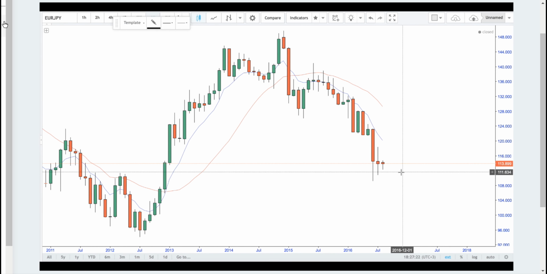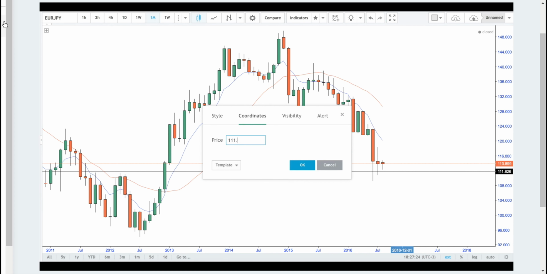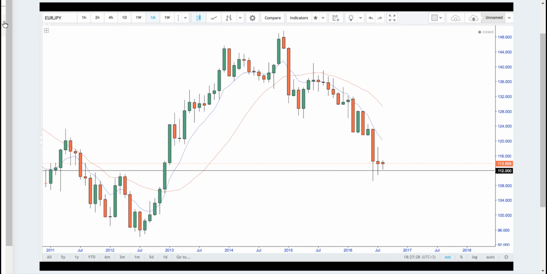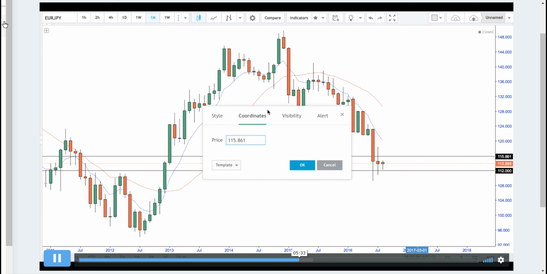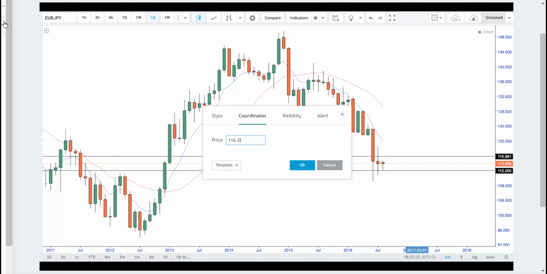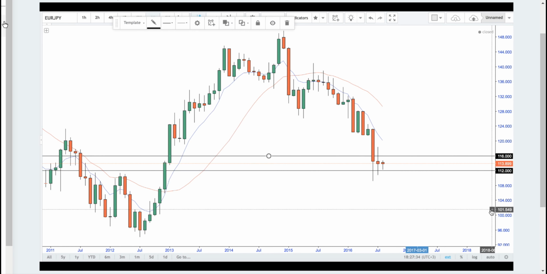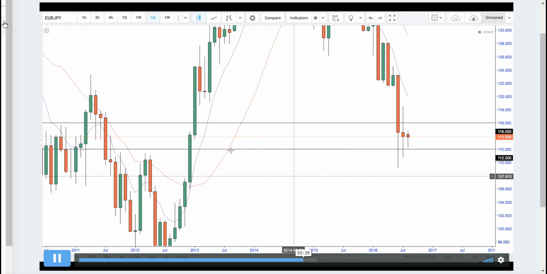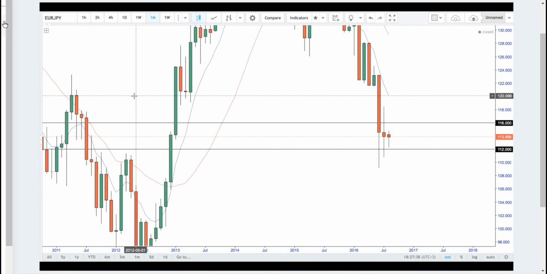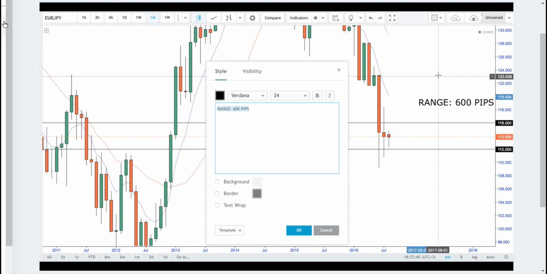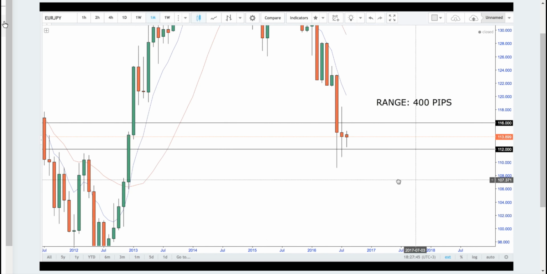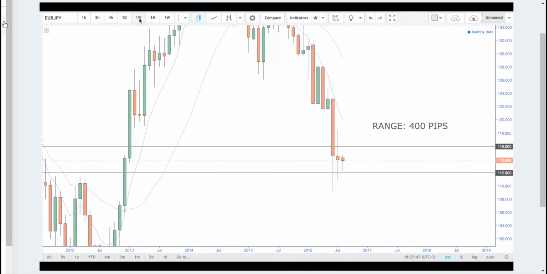So this one is slightly different. We have 112.00, and then we have 116. 112 and 116. And this one is a 400 pip range height. From 112 to 116 is 400 pips on the EuroJPY.